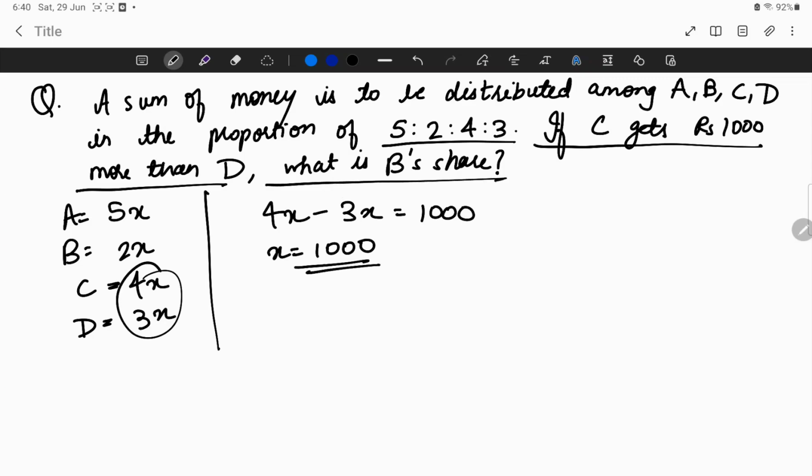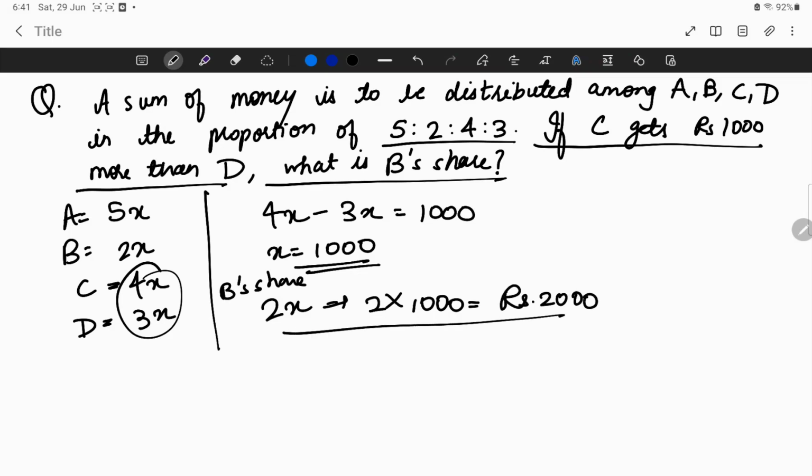What is B's share? So we know that B's share is 2x, and that is equal to 2 into 1000, which we know as rupees 2000. Hence this is the amount of money that B gets.